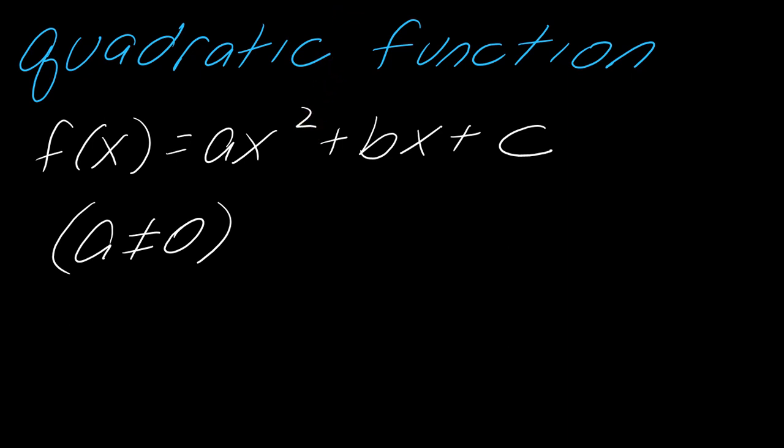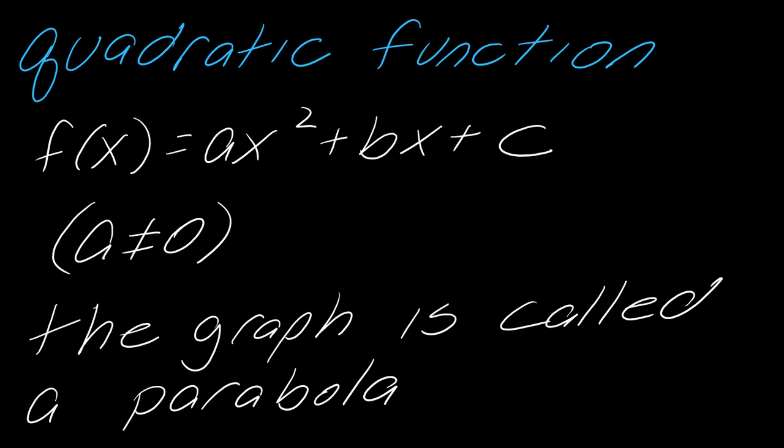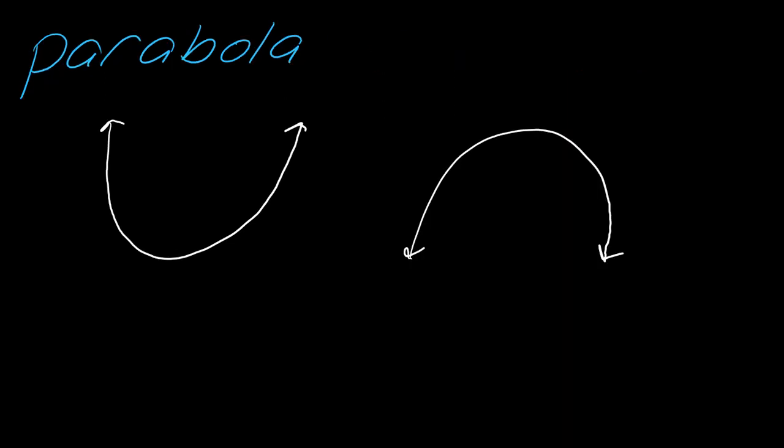They are degree 2 polynomials, full stop. And the graph of a quadratic is called a parabola. So just to remind you of what the parabola looks like, I've talked about this in some other videos, but parabolas can open up, they can open down.